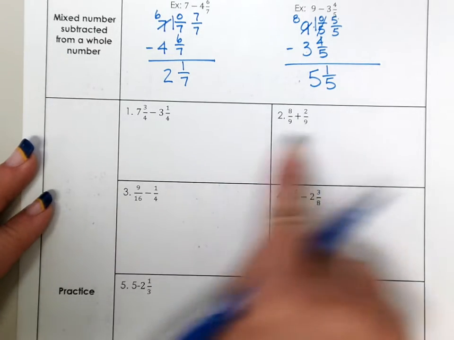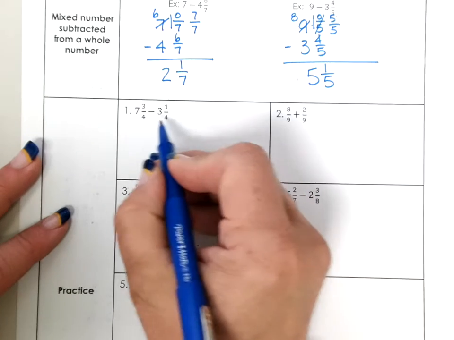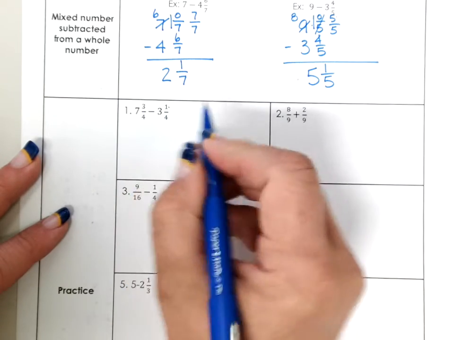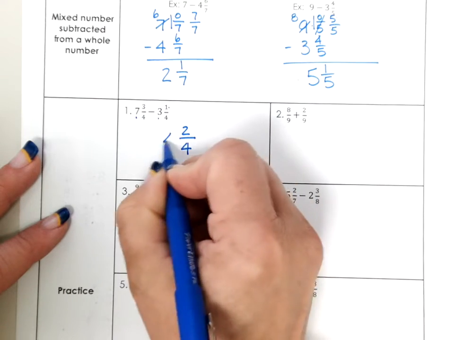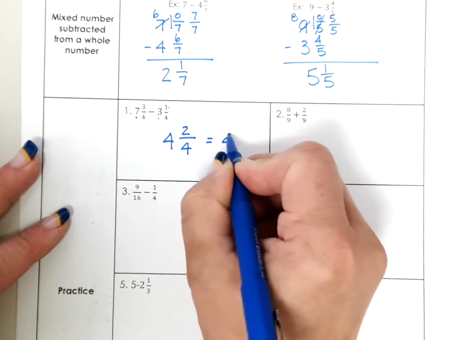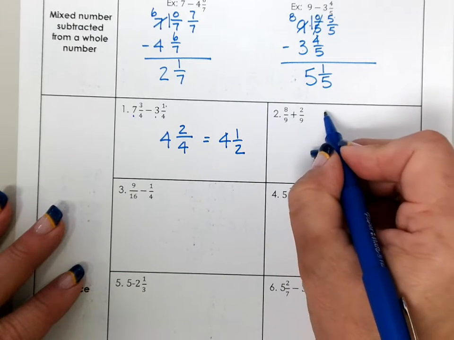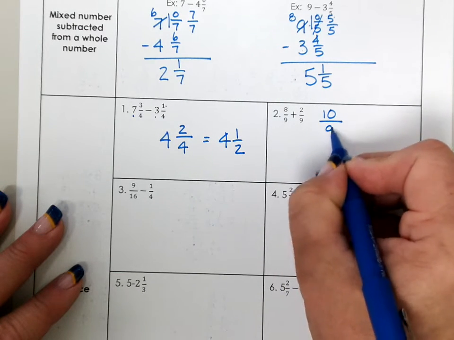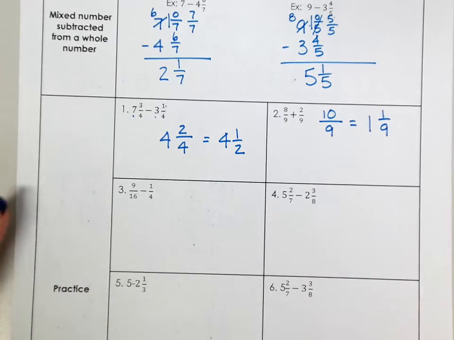All right, these first two have common denominators, so I don't have to worry about changing the denominator. 3 minus 1, that is 2. 4 on the bottom, 7 minus 3 is 4, and I will get 4 and 1/2 when I reduce. When I add the top numbers, I get 8 plus 2 is 10. The bottom stays the same. 9 goes in one time with 1 left over.